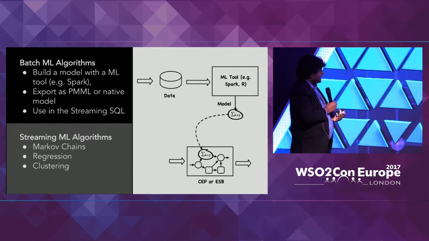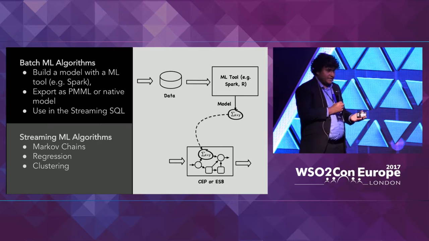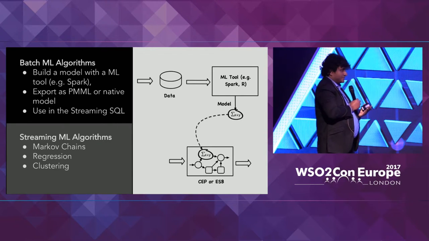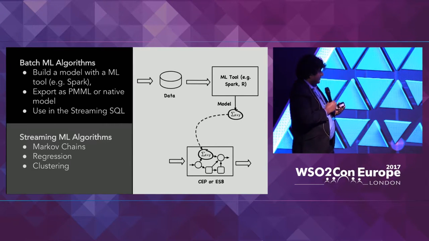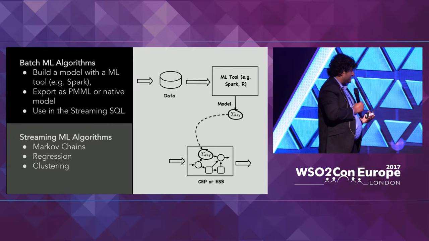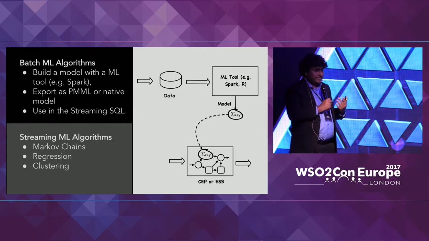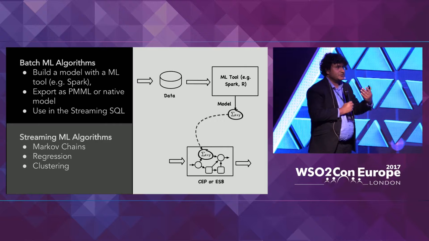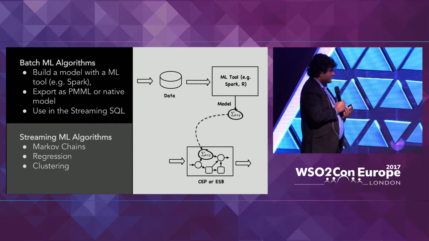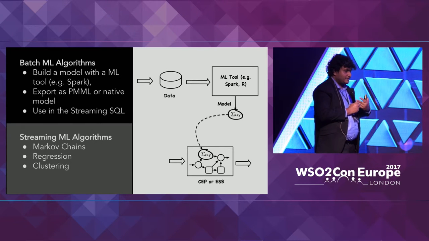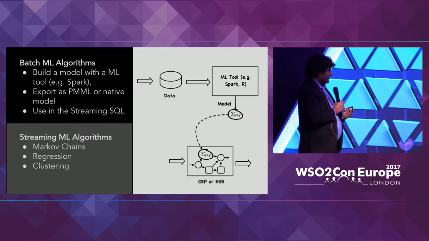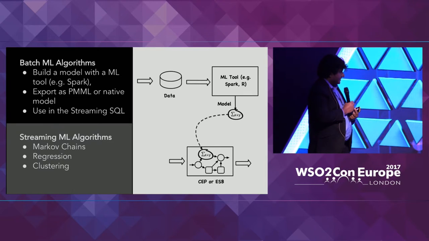And the other way is you can use streaming ML algorithms. For example, we support Markov chains, regression, and clustering using streaming. That means it updates the machine learning model as it goes. So this is ideal when you have a constant stream of events coming in, and so the model never goes out of scope, or it is always up to date.